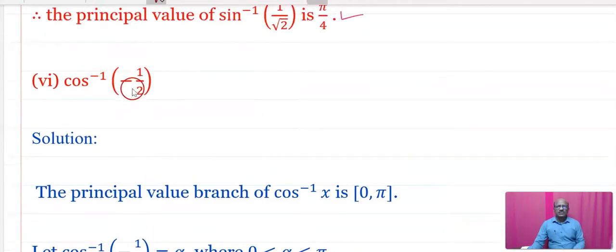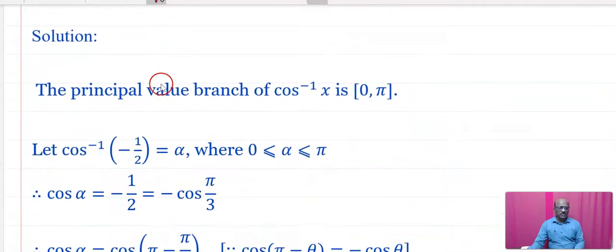Next is the cos inverse of minus 1 upon 2. Again, the principal branch of cos inverse of x is 0 to pi. Now let cos inverse of minus 1 by 2 equal alpha, where alpha lies between 0 to pi. Now cos of alpha is equal to minus 1 upon 2. Again, 1 upon 2 is the value of cos of pi by 3.